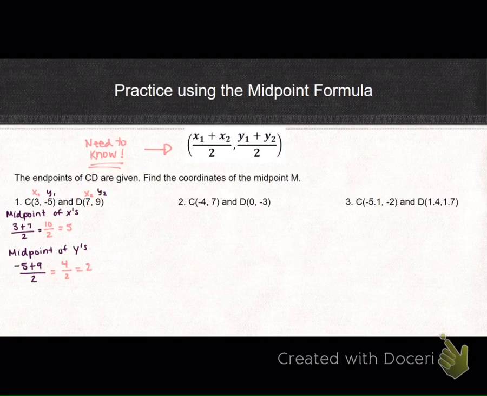What is my final answer then? What is my final answer, Olivia? So your midpoint M is at 5, 2. So I'm just putting the M in front because it tells you the midpoint is M.